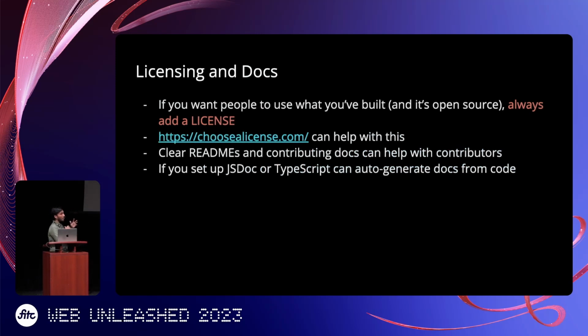The last big thing to make sure it works, because it's really important whether you're distributing a software library of any kind, not just a JavaScript package, is make sure you have docs and make sure you have licensing. If you're open sourcing something, always add a license. Something like Choose a License can help a lot with this. And just pick whichever one feels best to you. You're writing the library, you're maintaining it, so you can call the shots. In addition, clear READMEs and contributing docs can help with contributors. But if you use JSDoc and TypeScript, aside from having types, you can actually auto-generate docs from those types, avoiding having to duplicate that and write the docs yourself again.